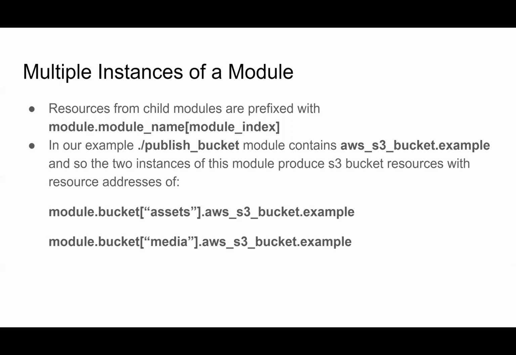So then we have multiple instances of a module. Resources from child modules are prefixed with module.module_name[module_index]. In our example, module.bucket contains the aws_s3_bucket.example. And so our two instances of this module produce S3 buckets with resource addresses of module.bucket["assets"].aws_s3_bucket.example, and then module.bucket["media"].aws_s3_bucket.example.